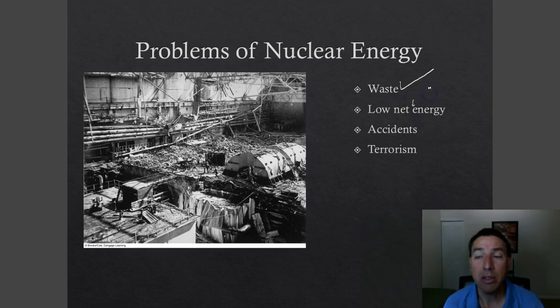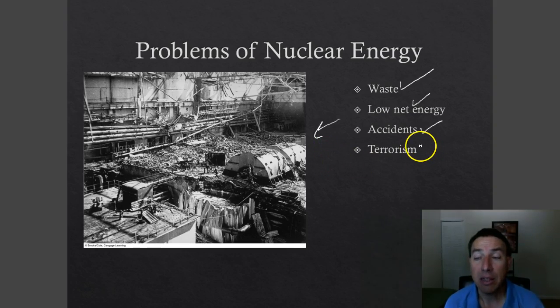The other problem is low net energy. The amount of energy it takes to mine the uranium and enrich the uranium and get the uranium to the reactor is very high. And so when you factor in all the energy use needed to get the uranium in the first place, you get a very low net energy yield from nuclear. Accidents, I mentioned that before. This picture shows the remains of the Chernobyl reactor in Russia, actually in Ukraine, and we'll talk about some of those accidents that have happened in nuclear reactors. But nuclear accidents can be very problematic.